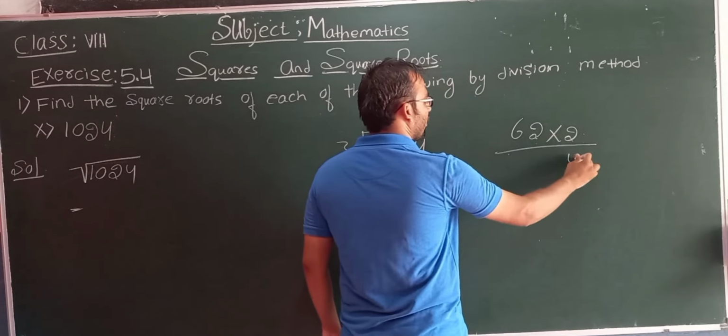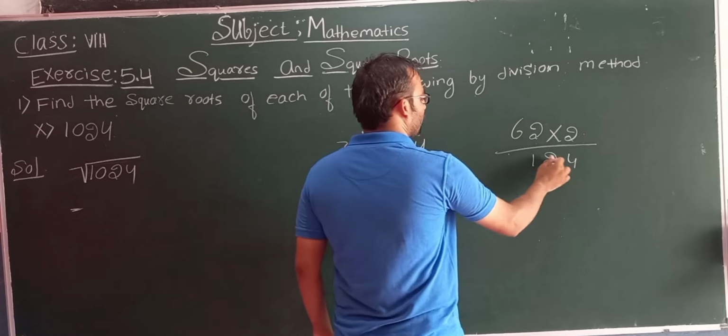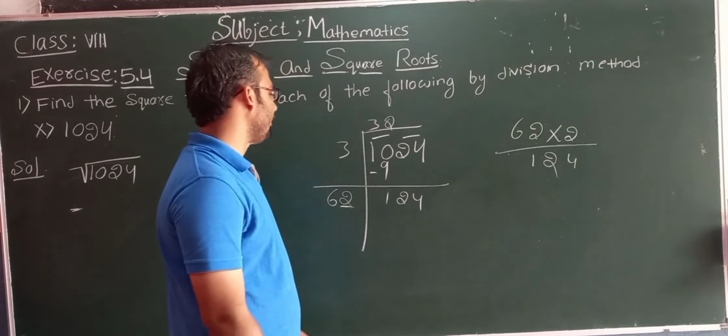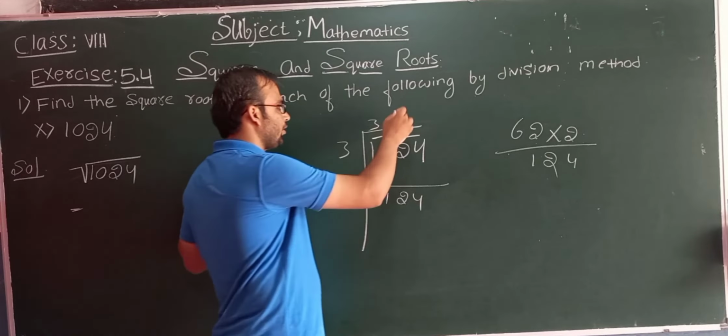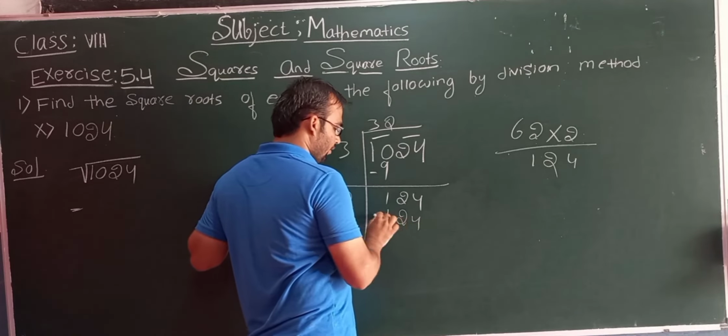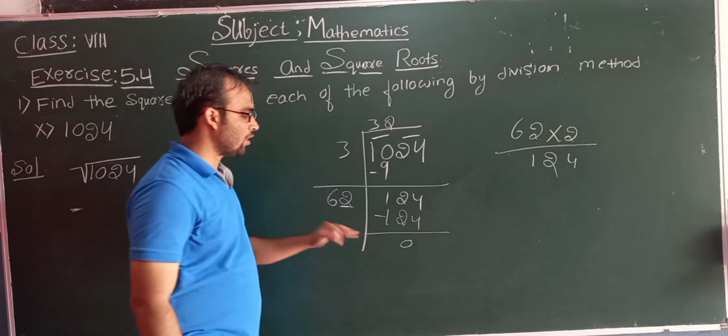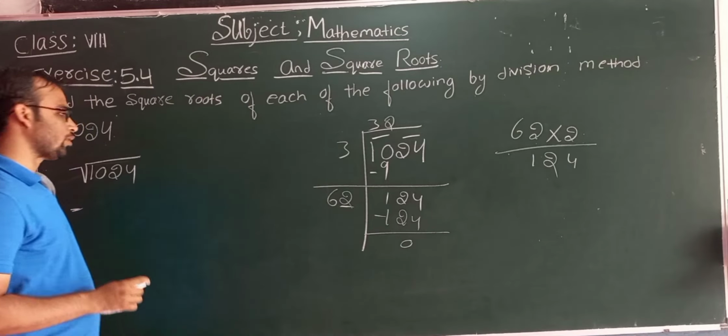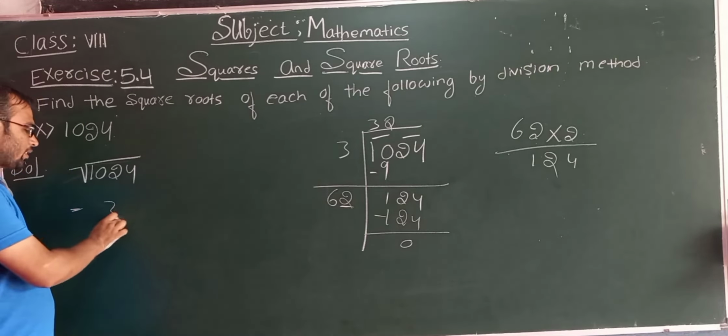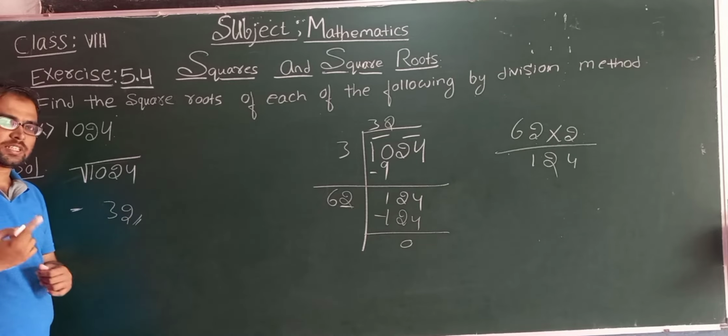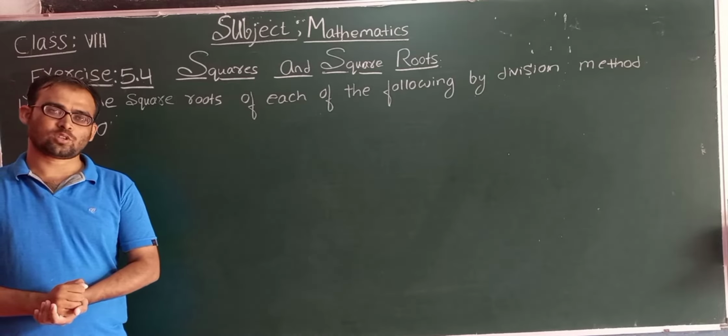2 twos are 4, 2 sixes are 12. Okay, so what we have got? We have got 124. Okay, so 62 into 2 is what? 124. So as we have got 0 as a remainder, this process of division is completed. Then what is the square root of 1024? It is 32. Students, now let us solve 12th question.